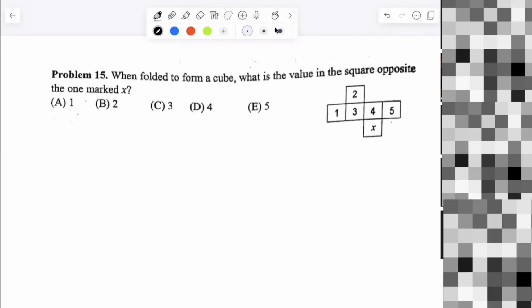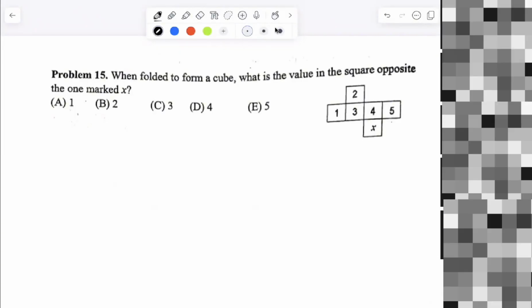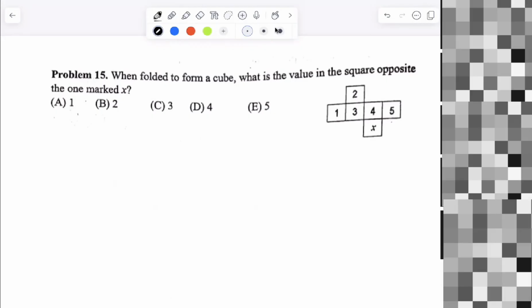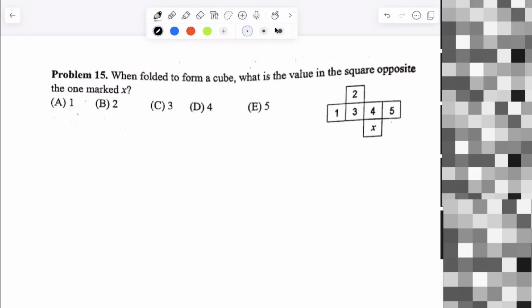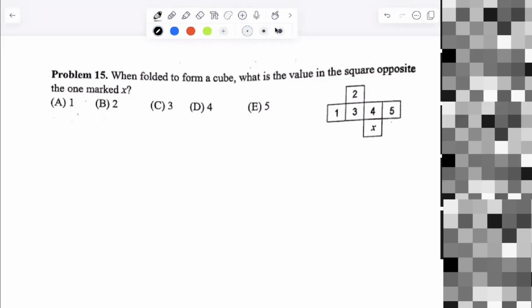When folded to form a cube, what is the value in the square opposite of the one marked x? Let's give it a try on this question and tell me your answers in chat.